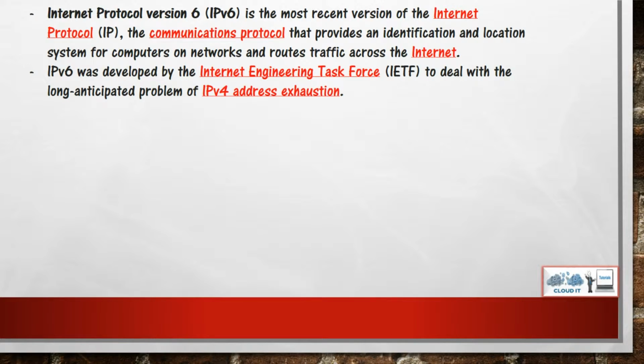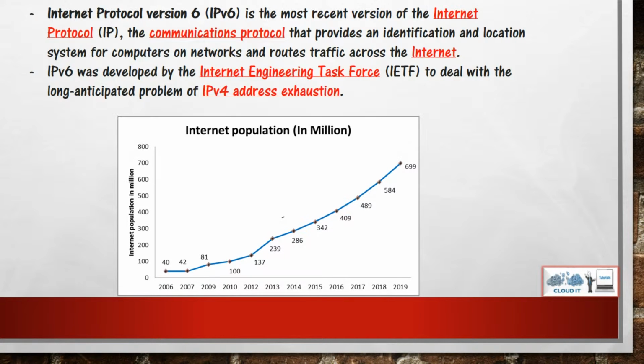To deal with the ipv4 address exhaustion, ipv6 was developed by the Internet Engineering Task Force. We know the limited number of ipv4 public IP blocks is getting exhausted, and the number of internet users are growing exponentially.